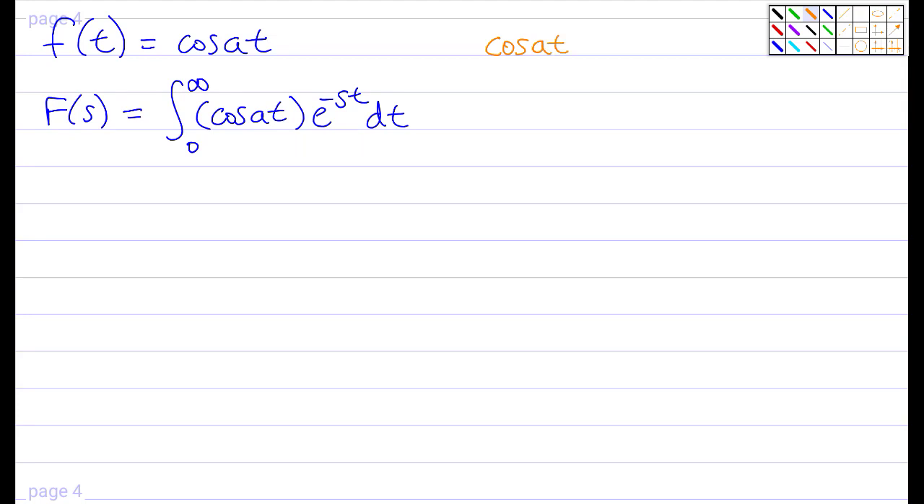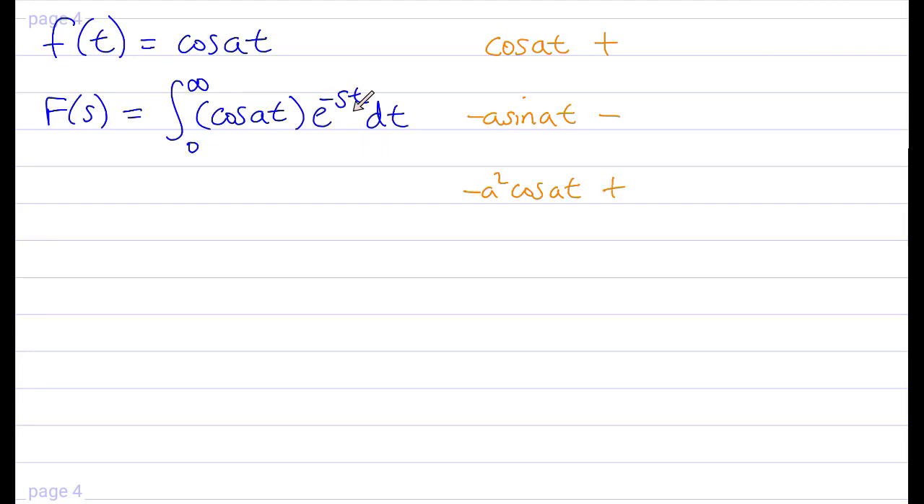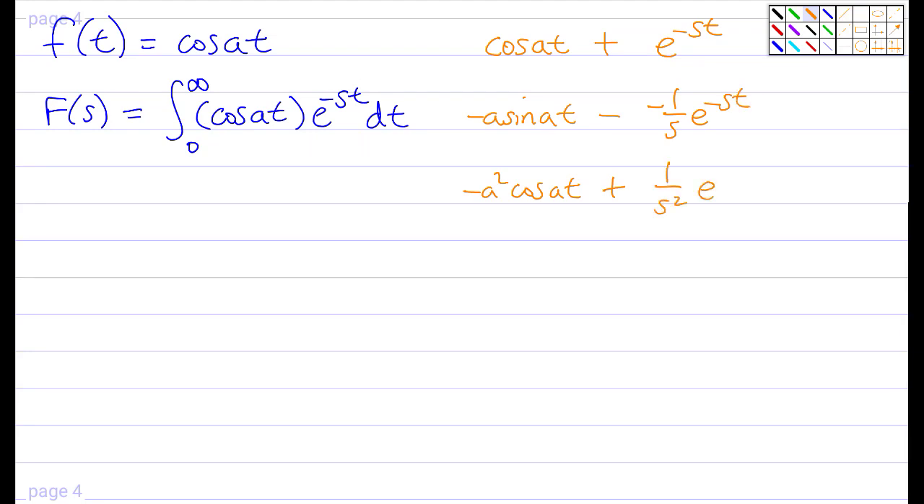Cosine at, plus. Okay, so I take derivatives of this function: minus a sine of at, minus a squared cosine of at, plus, minus, plus. I'm going to take integrals of this function, so that's e to the minus st, minus 1 over s e to the minus st, 1 over s squared e to the minus st. Great. I'm going to draw my diagonal lines, as usual. Okay, we're ready to go.